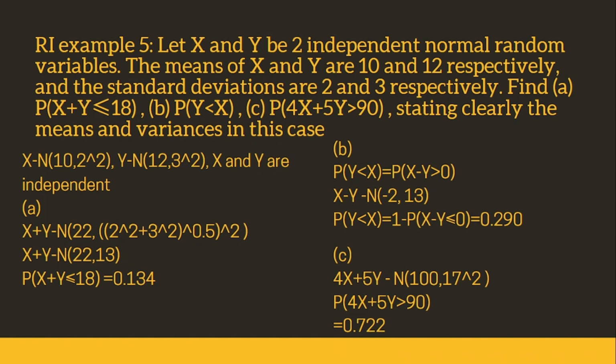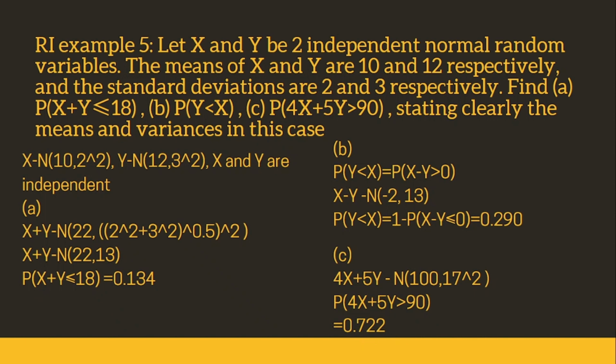Then another example: let X and Y be two independent normal random variables. The means of X and Y are 10 and 12 respectively, and the standard deviations are 2 and 3 respectively. Find the probability that X + Y is less than or equal to 18, the probability that Y is less than X, and the probability that 4X + 5Y is greater than 90, stating clearly the means and variances in this case. So we first write down the distributions: X is normal with mean 10 and variance 2 squared, and Y has mean 12 and variance 3 squared.